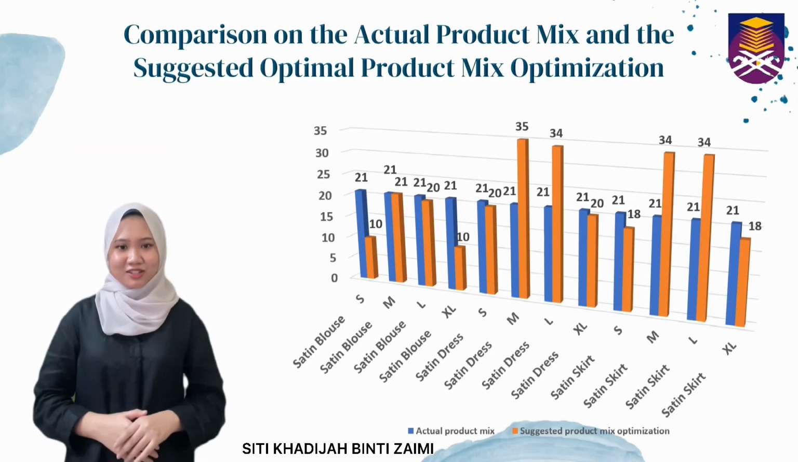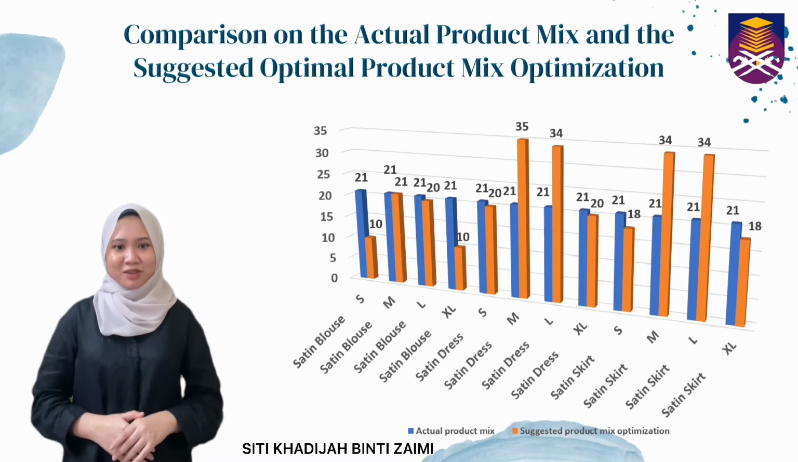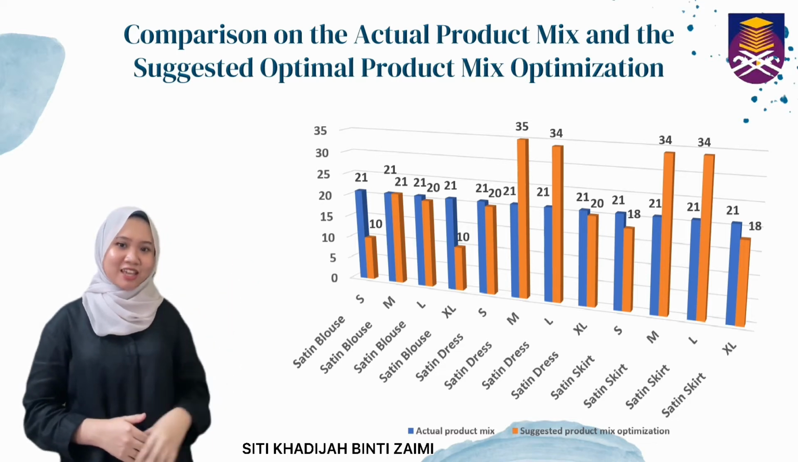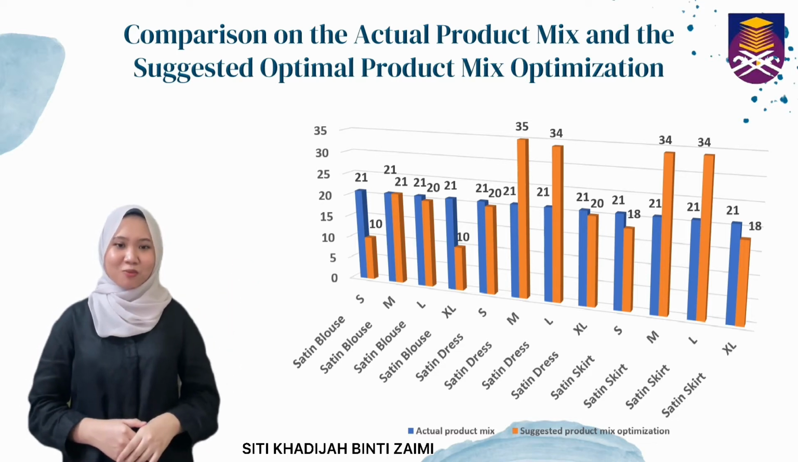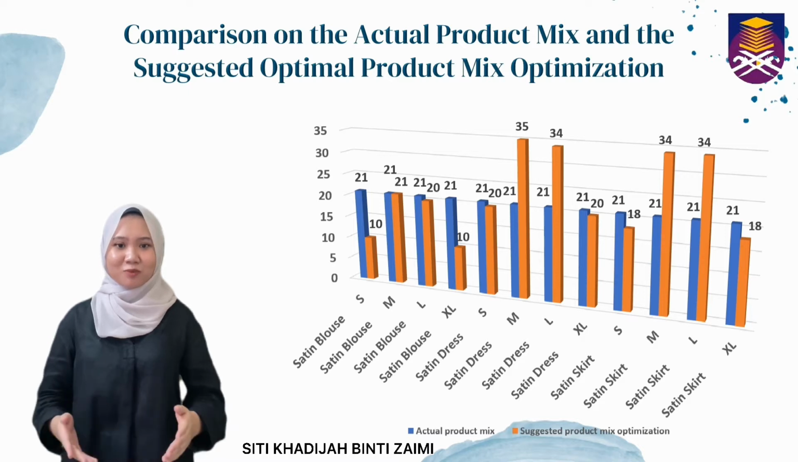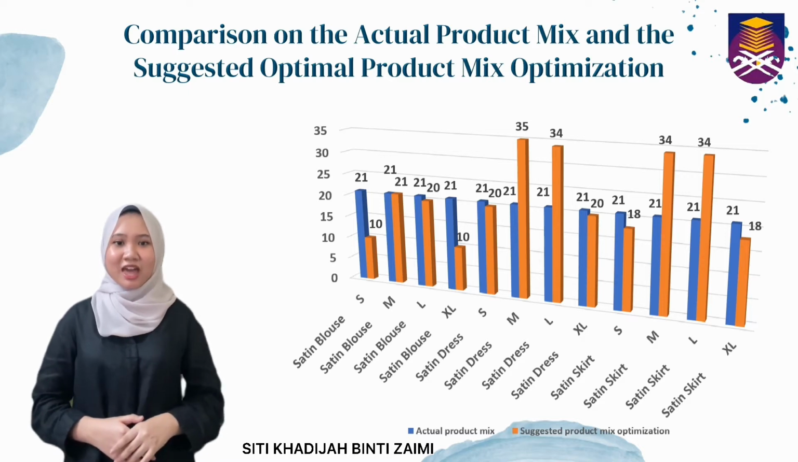This graph illustrates the comparison of the actual product mix and the suggested product mix optimization of the online clothing store. The blue bar, which indicates the actual product mix used by the store before this, only purchased 21 pieces for all types of clothing and sold the same quantity to their customers.